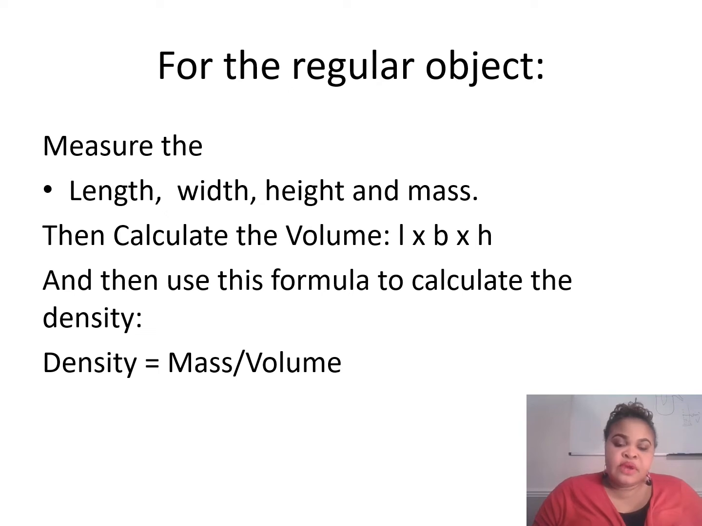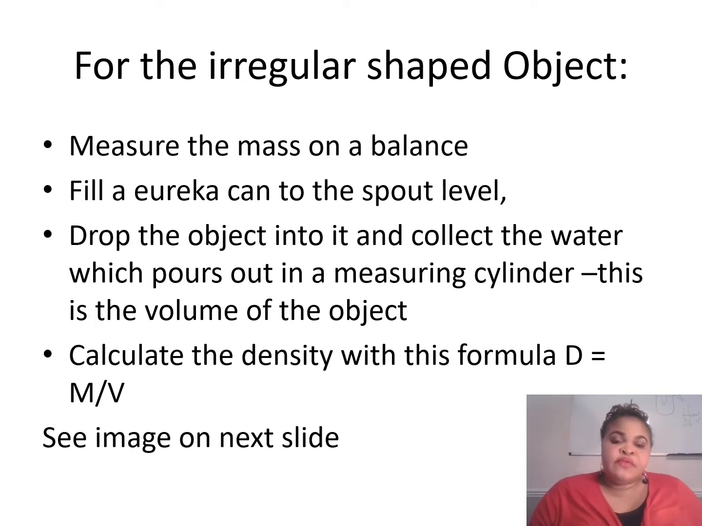So this is for the regular object. For the irregular object, you need to measure the mass on a balance. You fill the Eureka can to the spout level. Then when you drop the object into it, water will be displaced, so you collect that water in the measuring cylinder. That becomes the volume. Once you know the volume, you already know the mass. You can then use the formula density equals mass over volume to get the density of the irregular shaped object. And on the next slide, I have an image to explain this further.